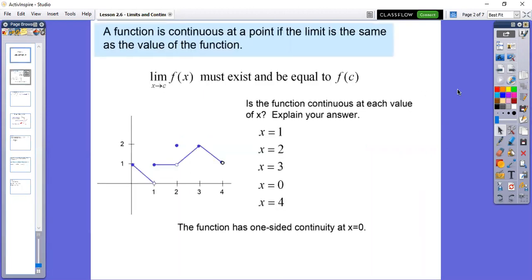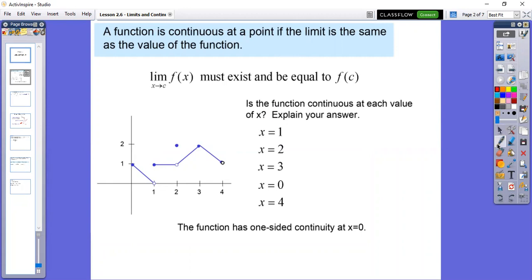So first, definition of continuity. A function is said to be continuous at a point if the limit is the same as the value of the function. So in order for the function to be continuous, these two values, the limit as x approaches c of f of x, must be equal to f of c.